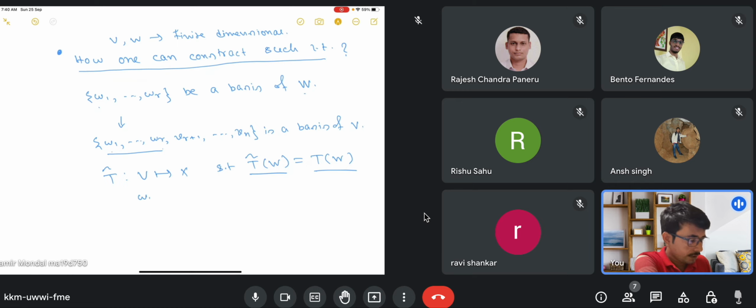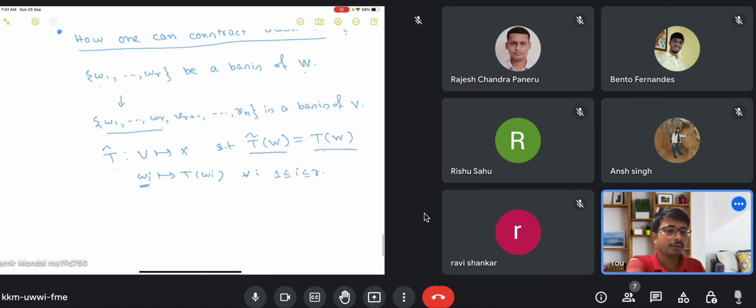So define on w_i. What will be your image? The image will be this one. Are you agree? Already we know that T is defined on your basis w_1 up to w_r. So we can define T tilde on w_i for all i, where i is from 1 to r.